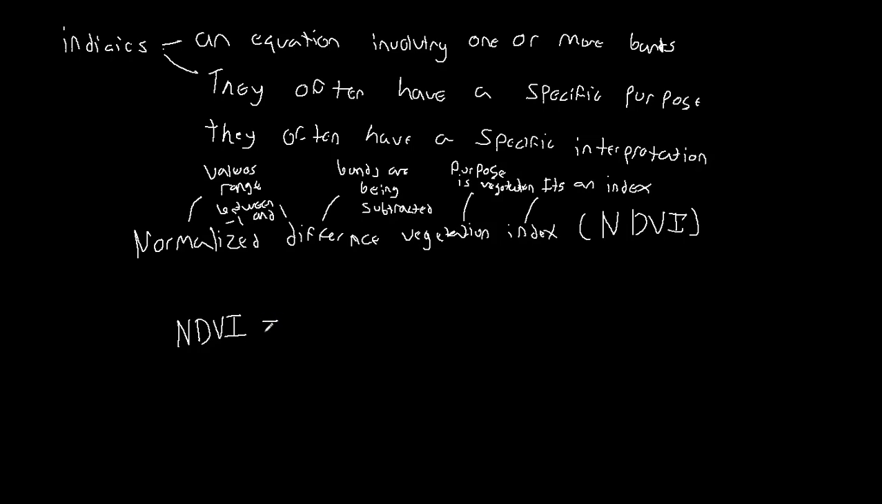So let's talk about the equation. NDVI is NIR minus red over NIR plus red, not MIR, over NIR plus red, right? This is it. This is the index. Like I said, it's a little more complicated than a band ratio, but we're still not talking about calculus here. It's basic arithmetic: subtraction, addition, and division.